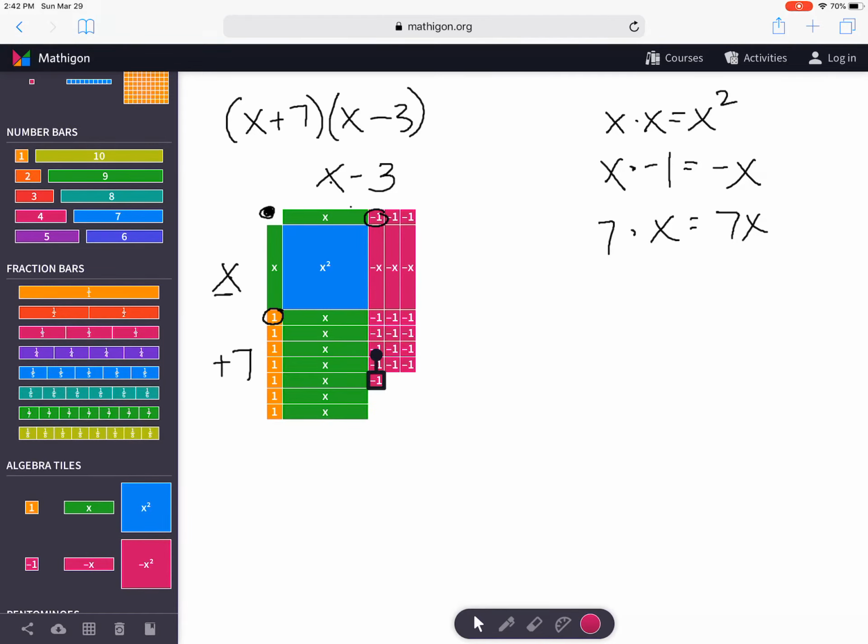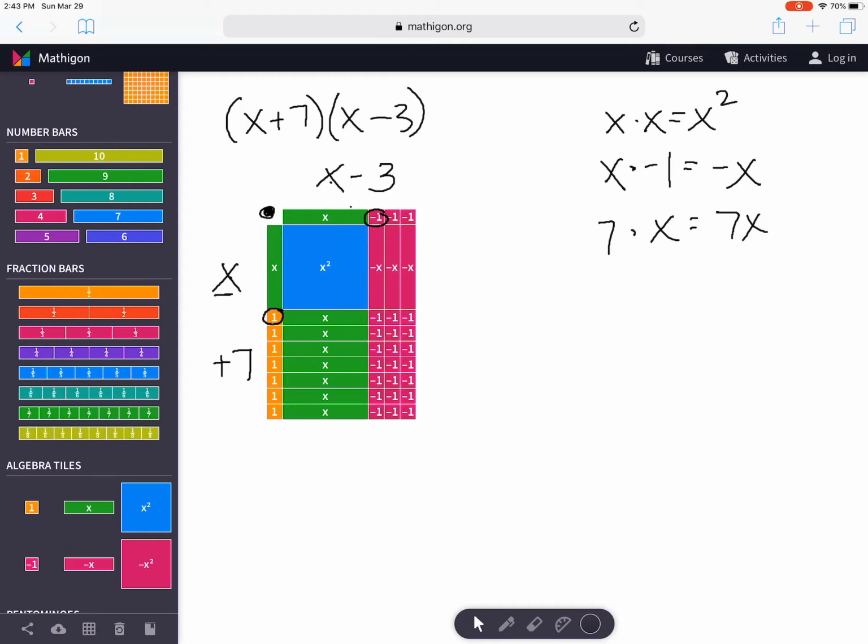Now the goal, once I finish this, will be to have a complete rectangle. And if I have that, I know that I've done my multiplication correctly. 3 more. Perfect. And when I look off to my box now, I can see that I have a complete rectangle, so I know I've multiplied correctly. The next part is to combine our like terms.